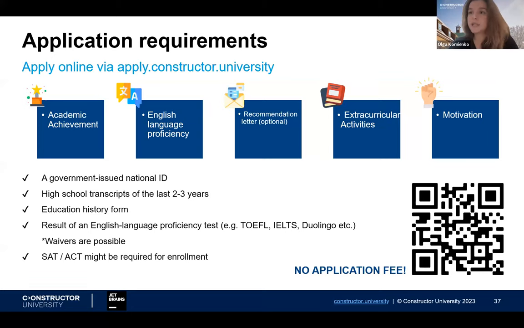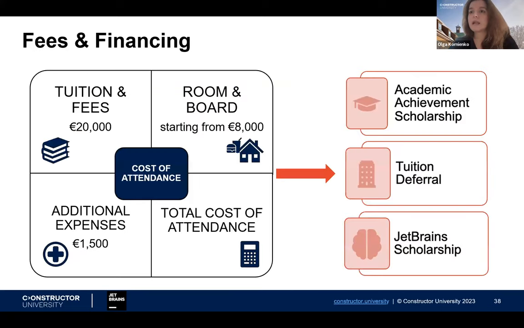So let's move to the next slides. And here I will explain all the financial options. Our education costs, tuition fees, are 20,000 euros per year. Room and board to live on campus, as I already mentioned, and you see some photos in the background, costs 8,000 euros per year.